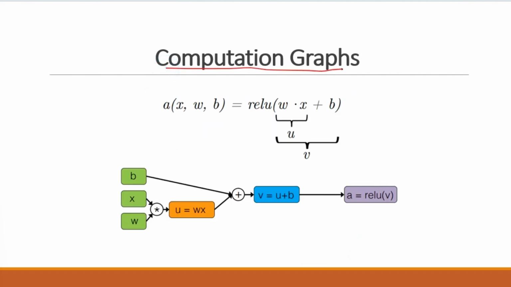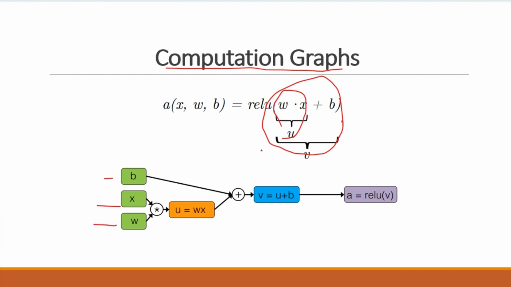So here would be a computation graph of this function. I use some intermediate variables to make this a little bit easier to read. So we define this computation as u and we define this computation as v. So we have three inputs, like I said: input 1, the bias input, input 2, the feature, and input 3, the weight.